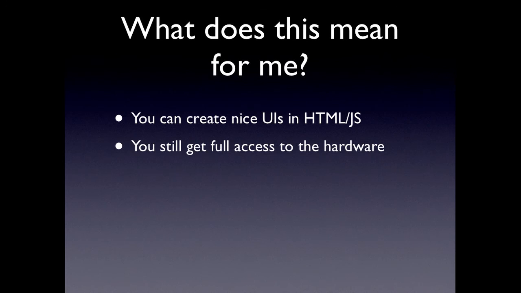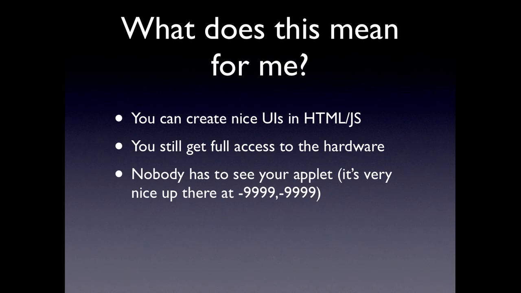But even though you're using JavaScript and HTML, you get full access to the local hardware, and you get full network access. No cross-origin restrictions. You want to download a file from evilsite.com, you download a file from evilsite.com. You want to execute that file, no problem, you just execute it. It doesn't matter. You have full access to the page. Nobody even has to see your applet.